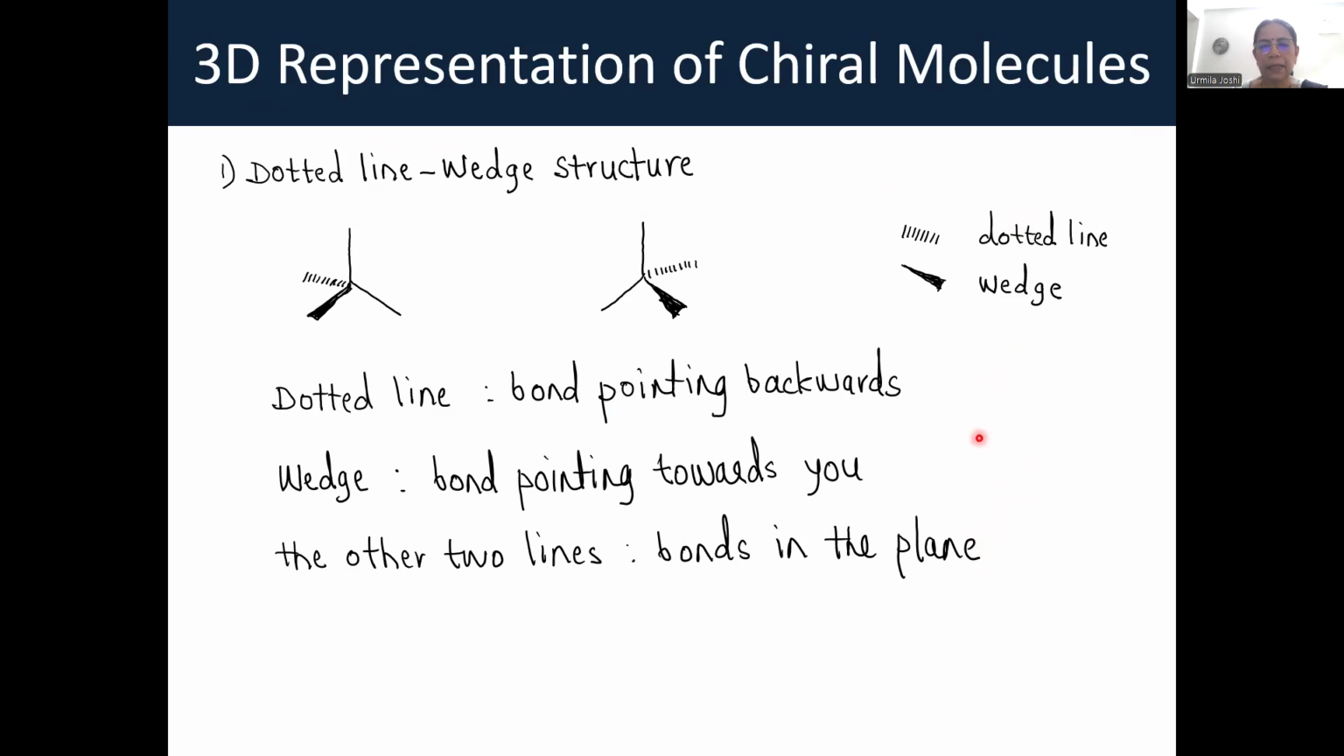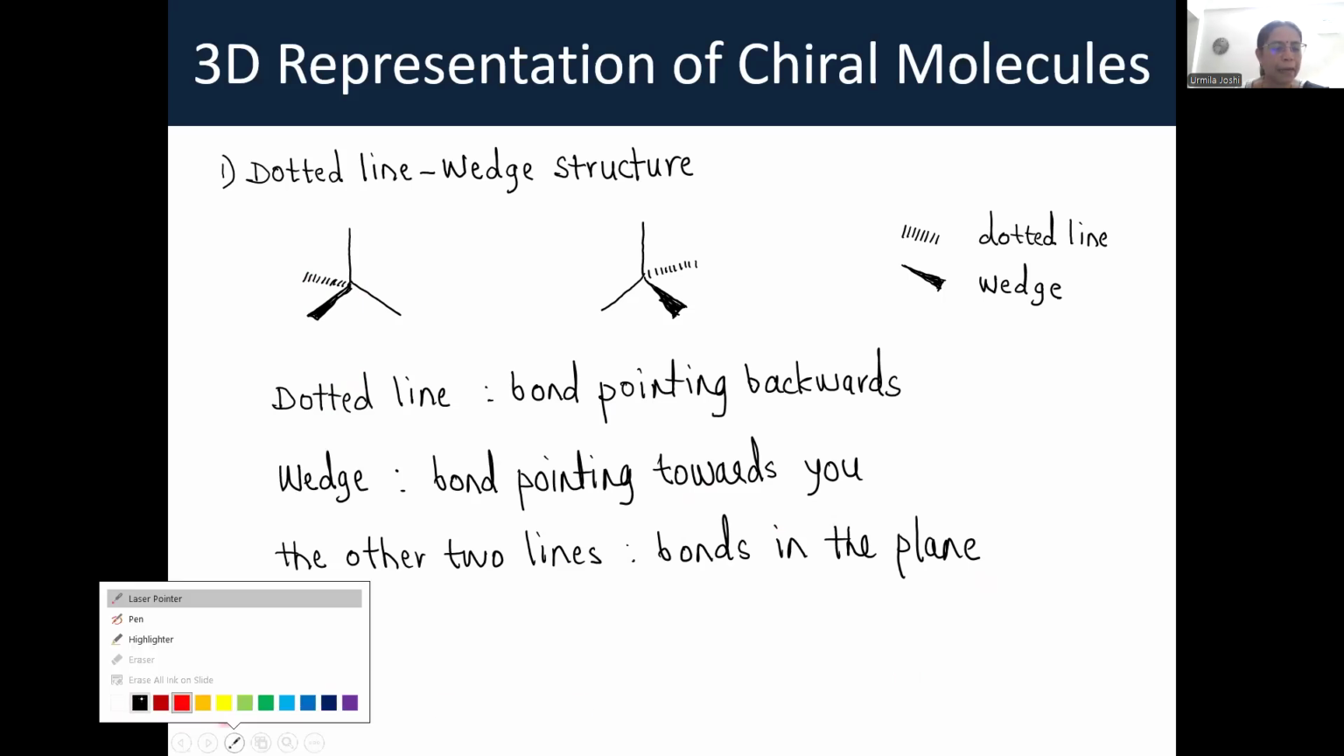So, there are various methods. For second year purpose, we are going to see two representations for RS nomenclature, and two more representations we will see later when we study conformations. So, the first type of representation is dotted line wedge structure. Here, dotted line is the bond that is pointing backwards.